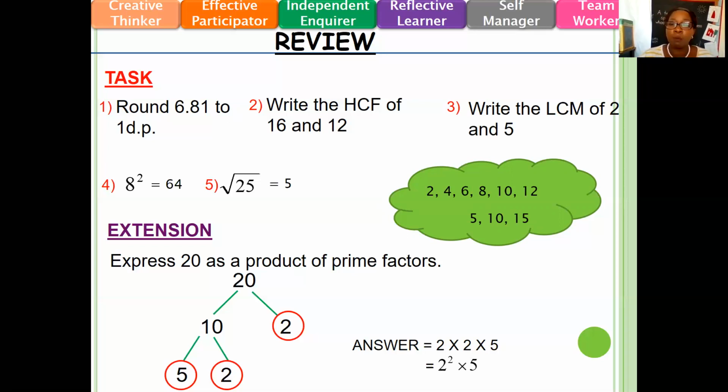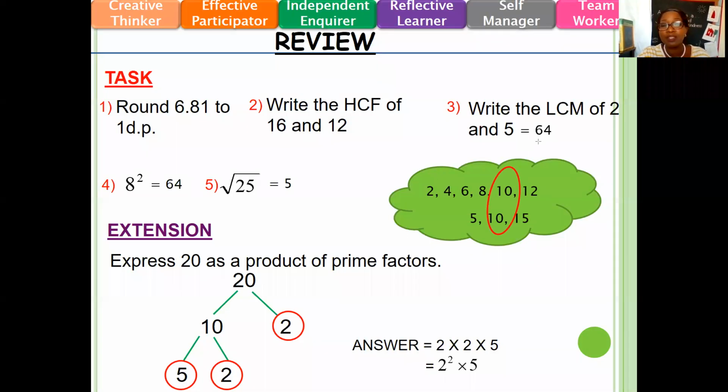All right, so we have some multiples of 2, we have some multiples of 5, but we're going to look for what's common, what's the same. And right here, we have 10. And we don't have anything else in common that is smaller than 10. So our lowest common multiple, okay, and I have something there that needs to change. So we're going to fix that quickly.